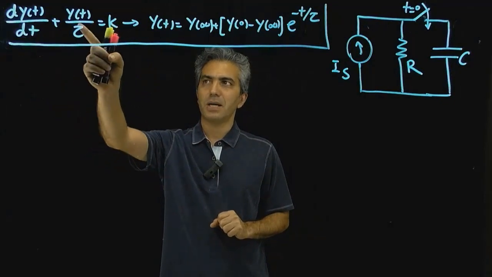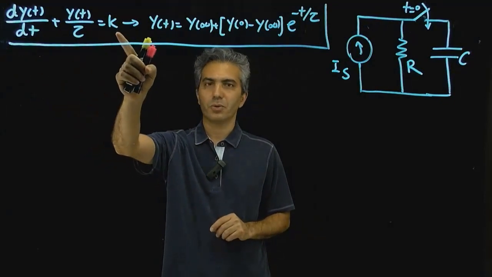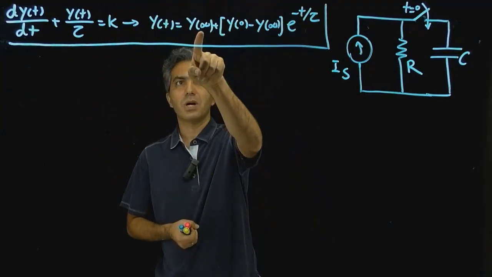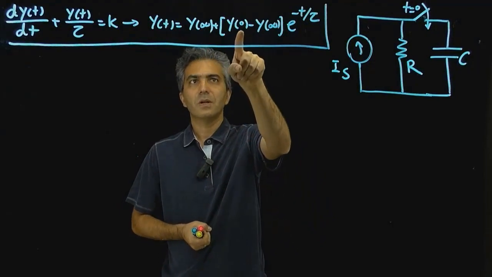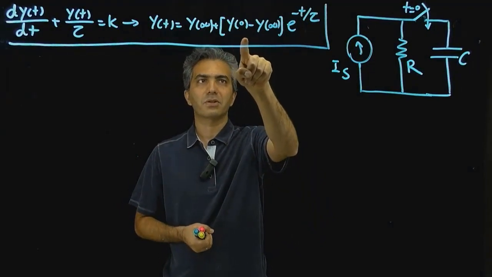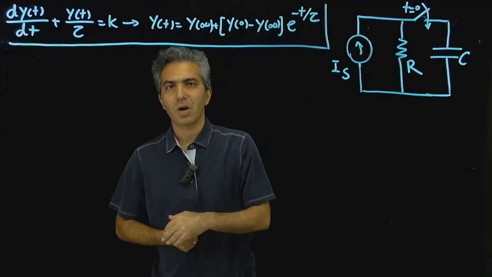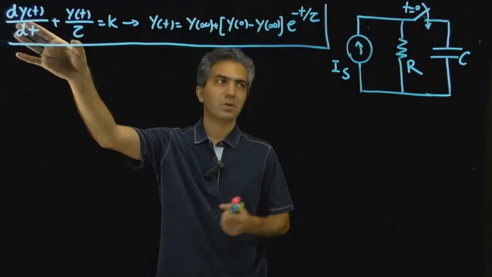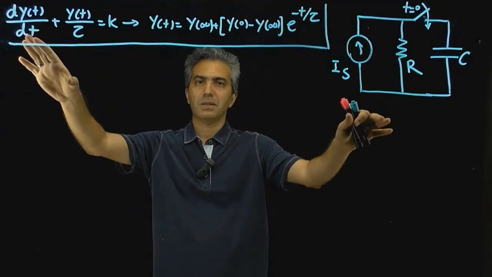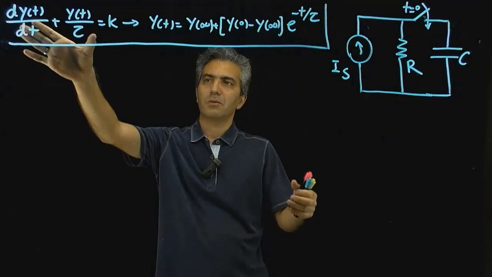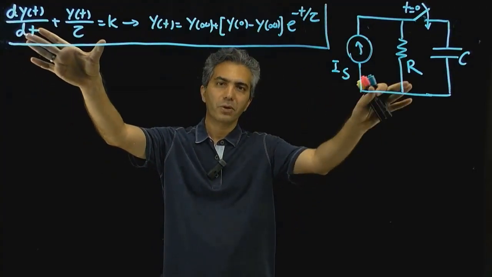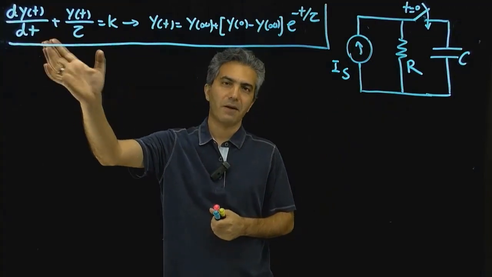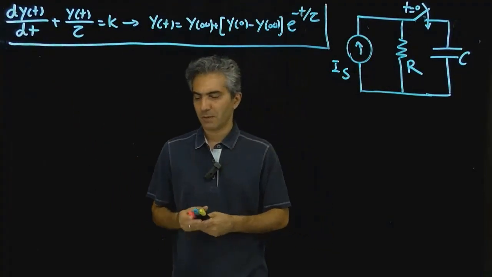And the solution to that first order differential equation for a general form like this, where you have dy/dt plus y(t)/tau, a constant, is equal to a constant, is given in this form. It's an exponential equation in which y infinity is the final value of the function, y0 is the initial value of the function, and tau is called the time constant. We explain why it's called a time constant, but generally speaking, once you write the differential equation for the circuit in this form, this constant ends up having a unit of time, and that's why it's a time constant.